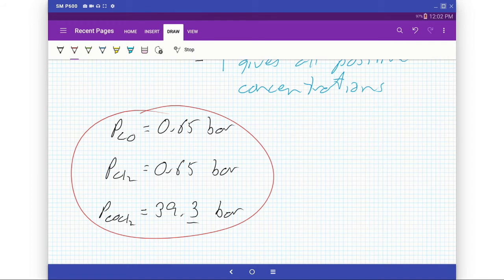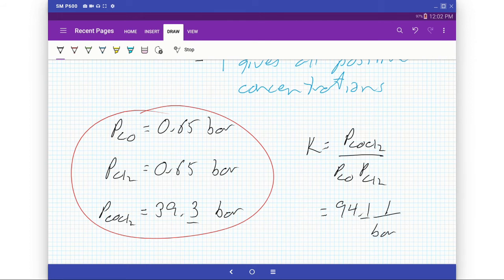Now we did a lot of calculations here. If you want to check, just substitute it back into the equilibrium constant expression. And you're going to get 94.1, 1 over bar. So you didn't make a mistake in your calculations because this little quick check says that you get the right equilibrium constant out. What questions do you have on that?